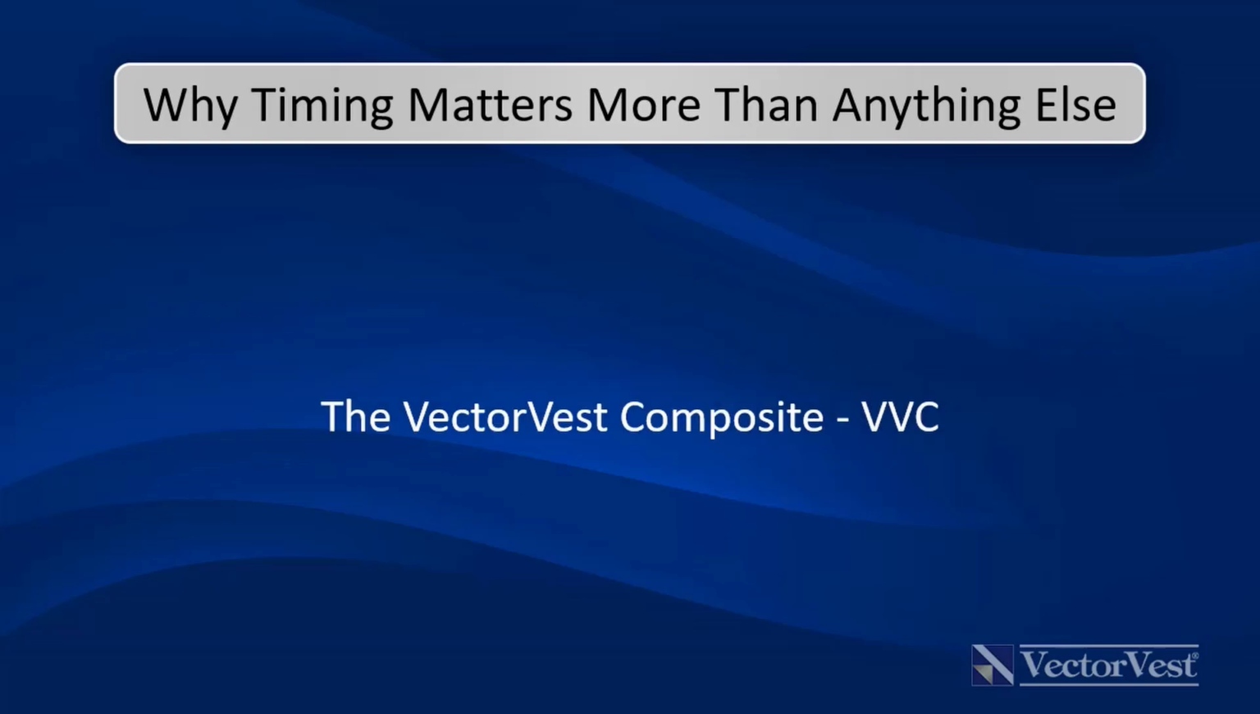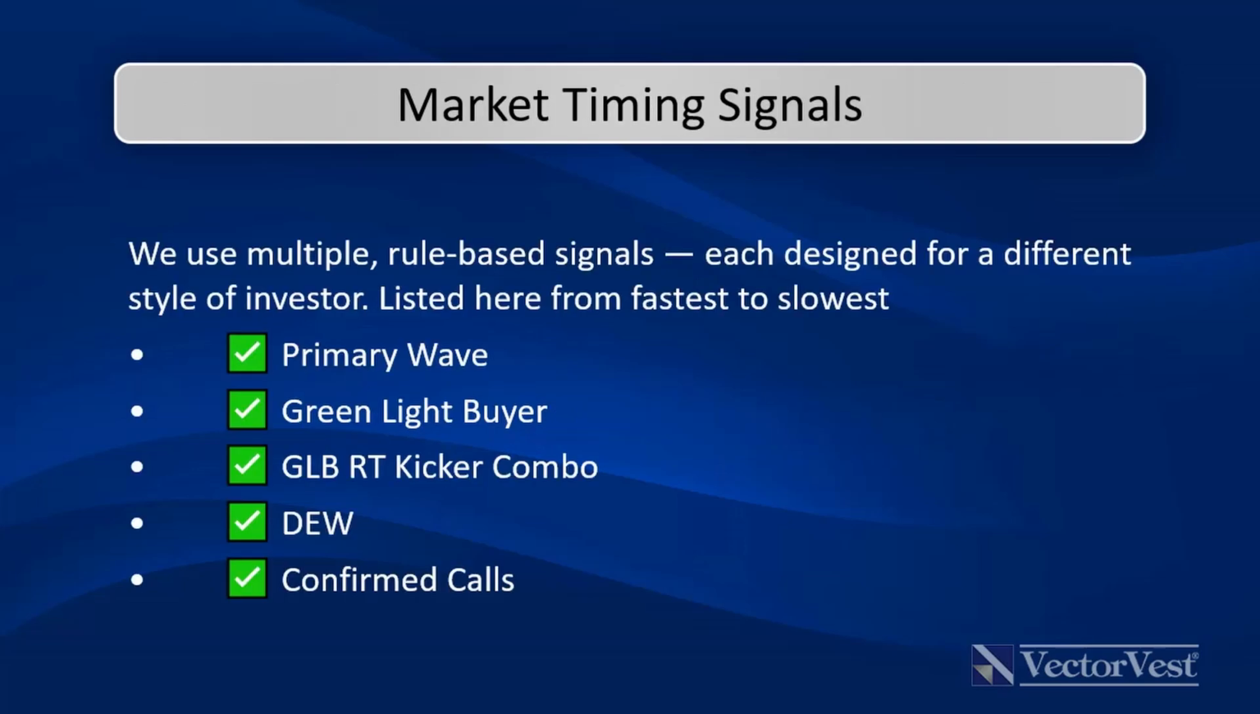To understand how the broad market is performing, we need to have a broad market index, not just a thinner slice of, say, the S&P 500 or the Dow 30. The VectorVest composite, our VVC, is our broad market index that represents the average performance of all the stocks tracked by VectorVest. This composite index serves as a broad indicator of the overall market trend and is central to VectorVest market analysis and timing tools. That VectorVest composite forms the basis of our market timing signal system.